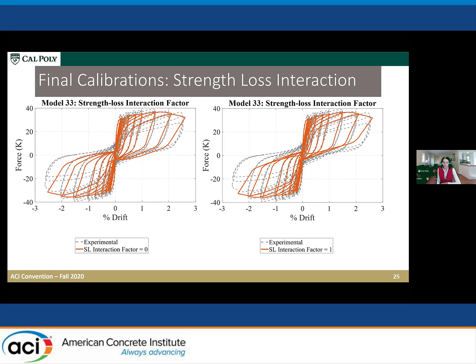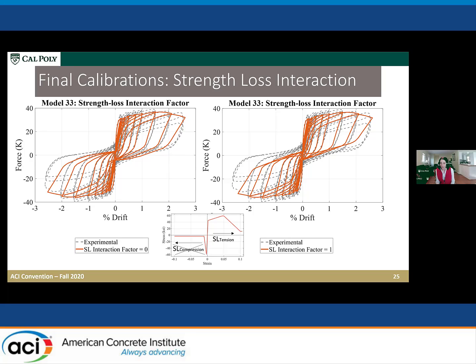So the last thing we're looking at is the strength loss interaction for the rebar model. Initially, they were using an assumption that strength loss in one direction led to no strength loss in the other direction. In contrast, the right plot that we're looking at on the slide shows strength loss in one direction equal to the strength loss in the other direction.